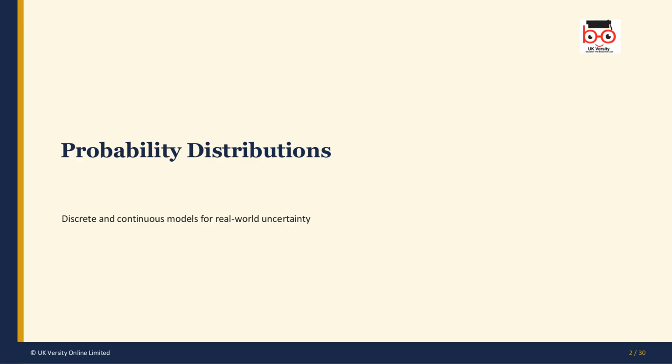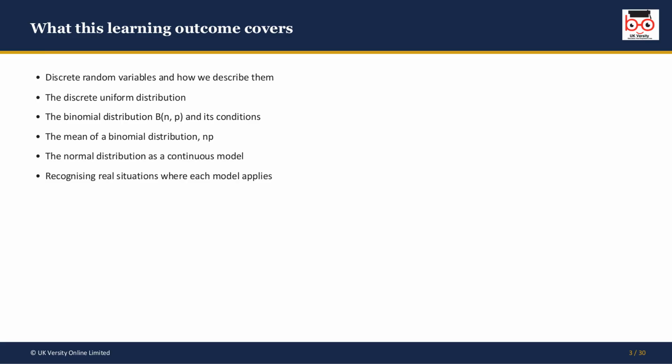Our final outcome is about probability distributions, the models we use to describe real-world uncertainty. We'll meet both discrete distributions, where we count, and continuous ones, where we measure, and learn to recognize which one fits a given situation. Here's what we'll cover.